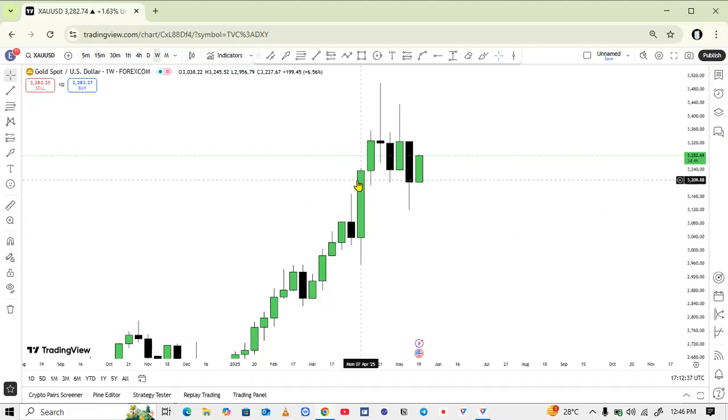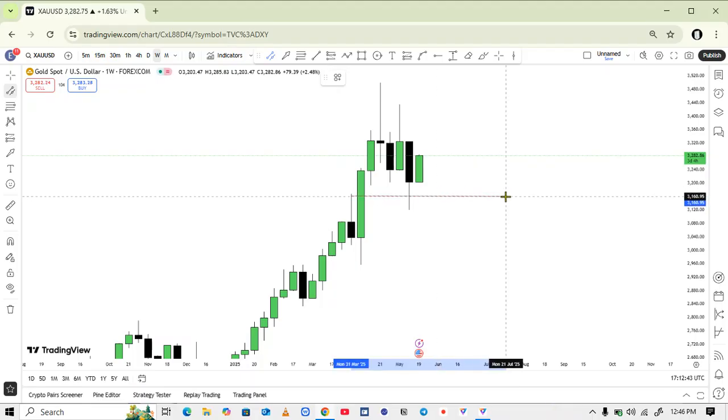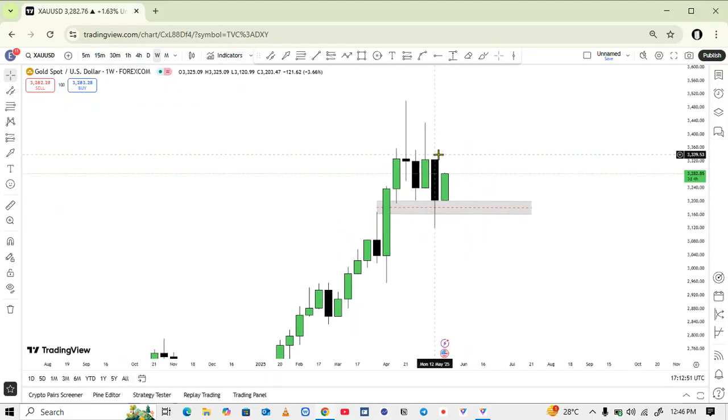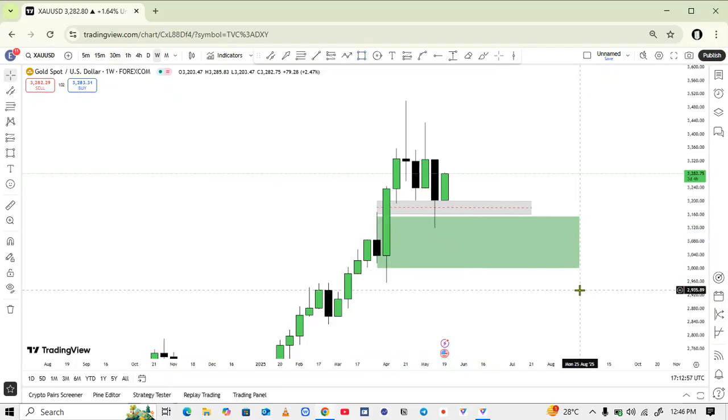Price came and traded into a fair value gap, which is called a buy side imbalance, sell side inefficiency. Price traded into this fair value gap extensively. Price traded into a bullish order block. You can see this black candlestick here. This is a bullish order block.